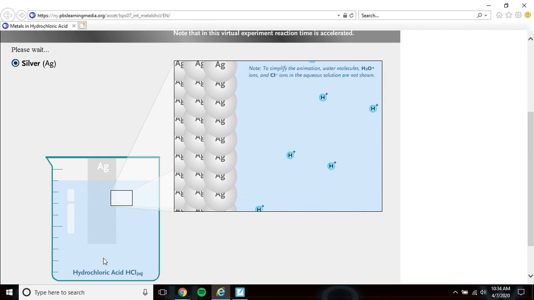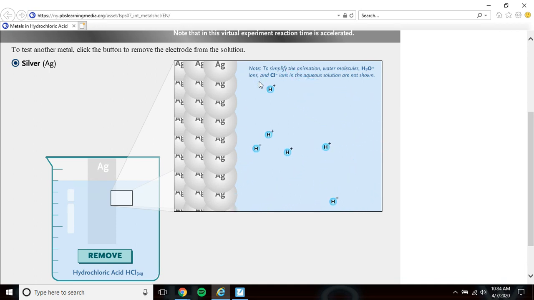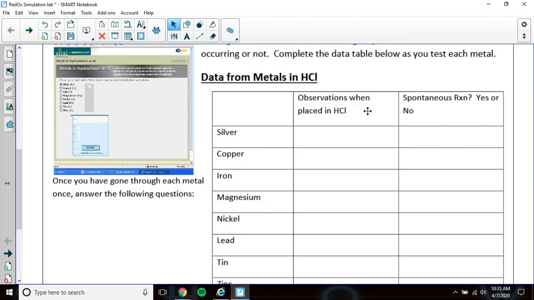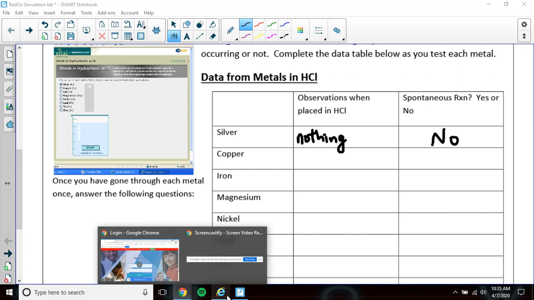And what do we see going on? Do I see any reaction at all? I just see the H pluses bouncing off. Okay, so I'm going to go back here and say observations when placing hydrochloric acid, and I'm going to say no, nothing. You can say nothing happened. You can say the H pluses didn't react. Is the reaction spontaneous or not? No. Okay, so I'm going to go back.